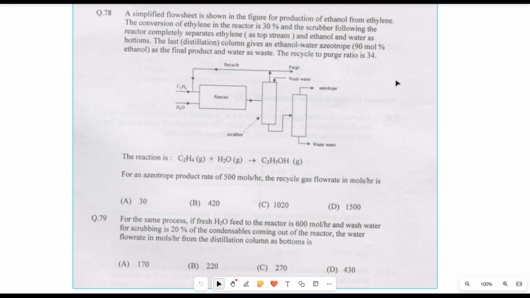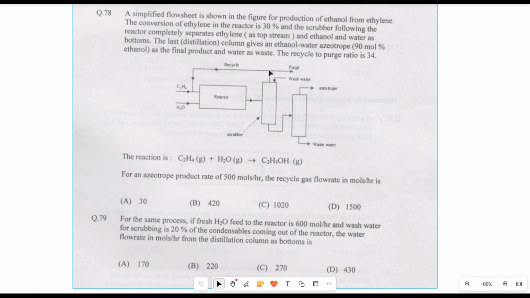In this lecture, we will see a few examples which were past year GATE questions that came with reactions as well as recycle and some design based questions with multiple reactors and distillation columns. So this is one of the questions. Now if you read the question, this is maybe a GATE 2007 question.